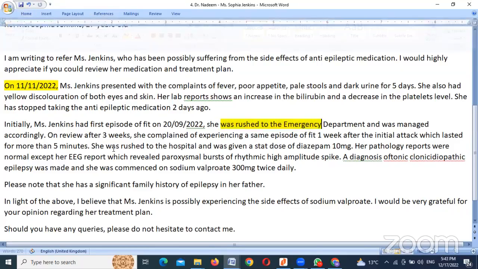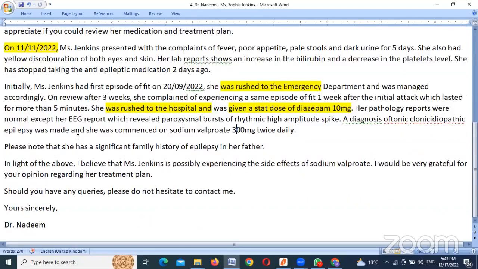Dr. Nadeem, it makes no sense to repeat. Was given a stat dose of, not enough, just "was given diazepam". Don't need to write the details. The pathology reports were normal except her EEG report, which revealed paroxysmal burst of rhythmic high amplitude spikes, and she was commenced on this. Okay, please use chronological order here. Don't use order of importance. It's not good in this letter.